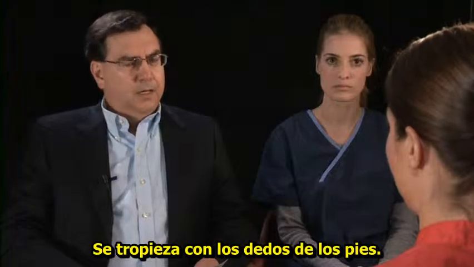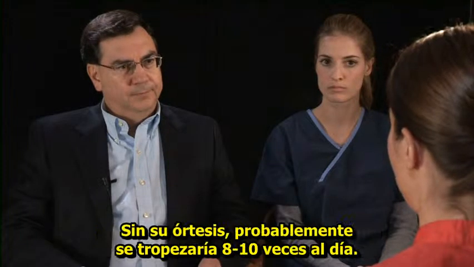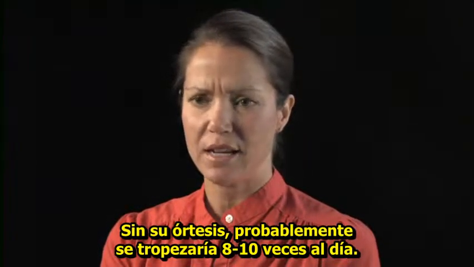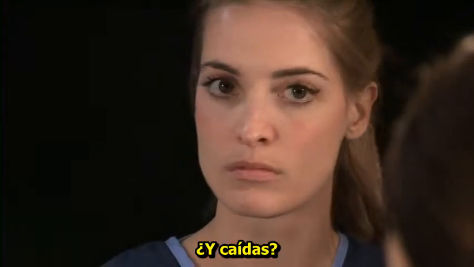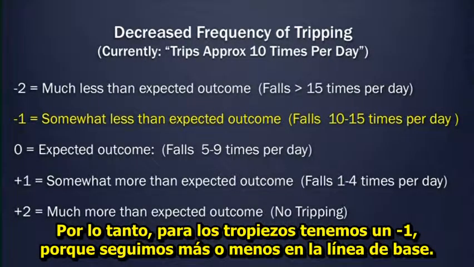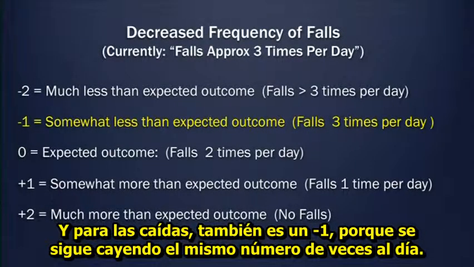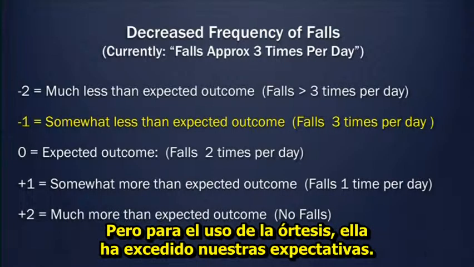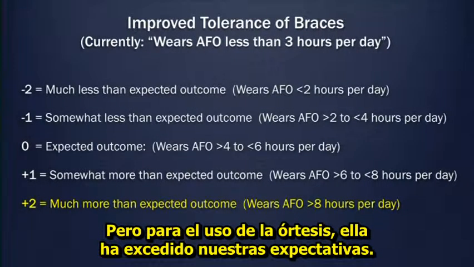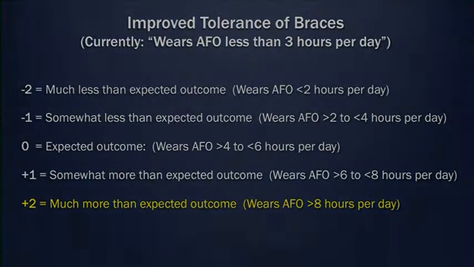She catches her toes. So how many times a day do you think she trips every day when she doesn't use the brace? Without her brace, she probably would trip 8 to 10 times per day. And falling? Probably still about 3 times a day. So for tripping, we'll have a -1 because we're pretty much at baseline. And for the falling is a -1 as well, because she's still falling about the same number of times a day. But for the brace use, she has exceeded our expectations. She's tolerating the brace more than 8 hours a day. Therefore, we're going to give her a +2.